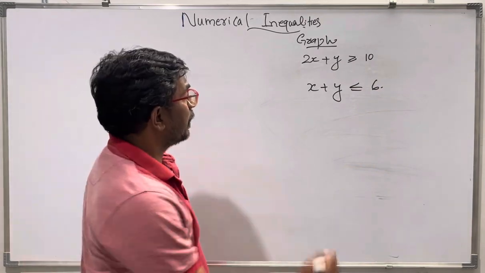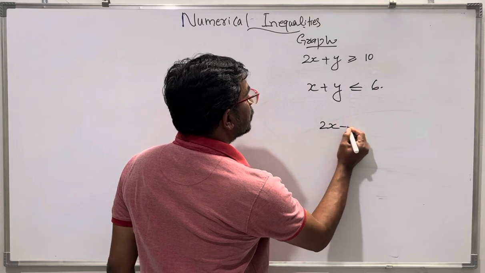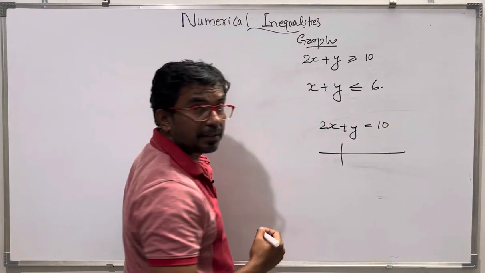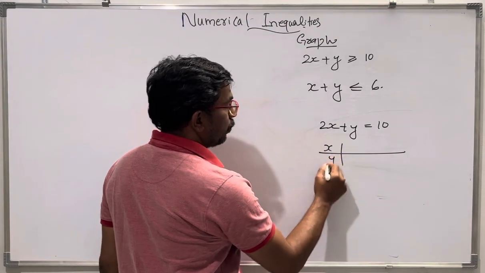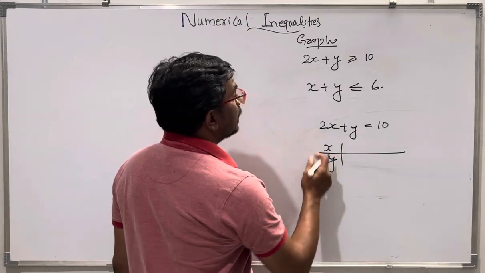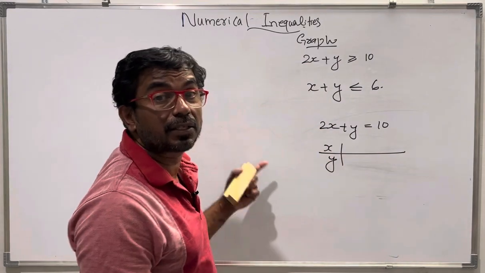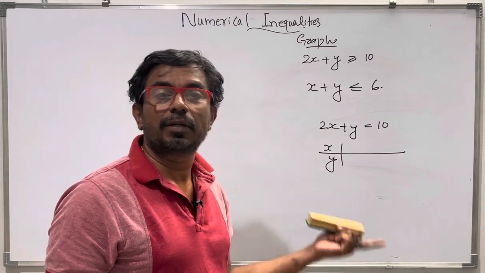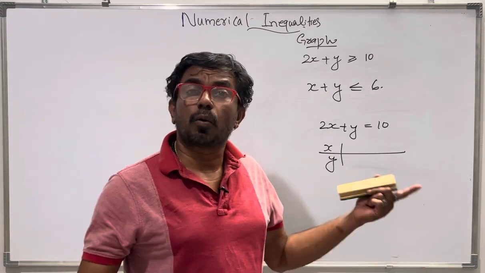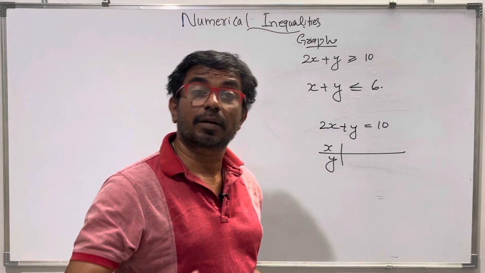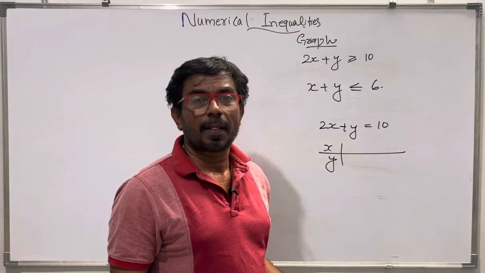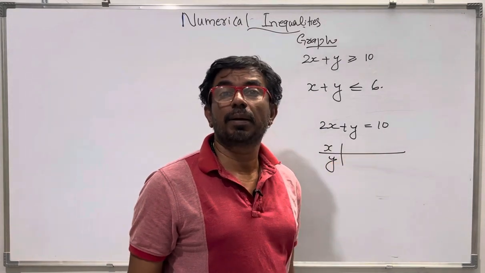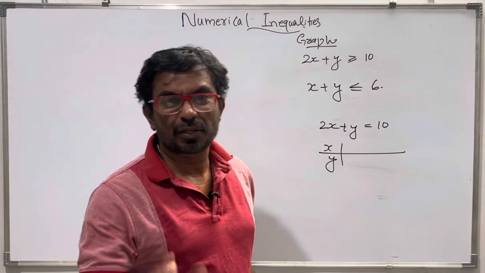So I'll write 2x plus y equal to 10. Then I am going to graph it. So I have here x, here y. This is an inequality in two variables. So far we were discussing only inequality in one variable. Inequality in one variable is there, inequality in two variables is there, quadratic inequality in one variable is there, quadratic inequality in two variables is there. Two variables means it is going to be a plane in inequality. I'll show what it means.